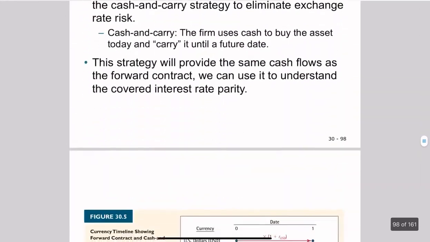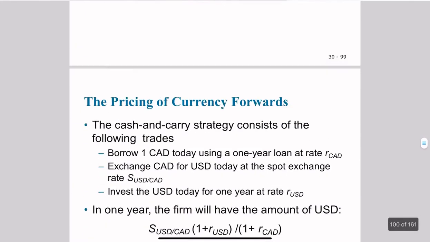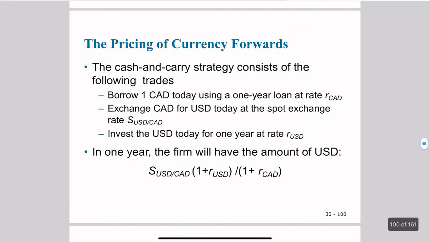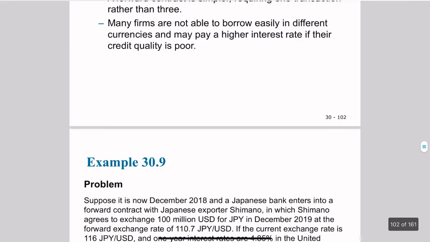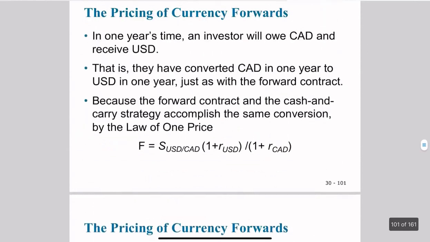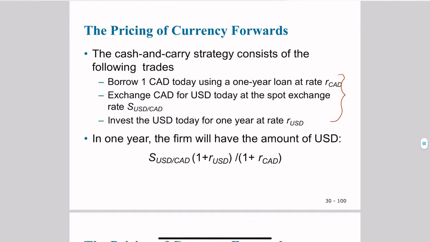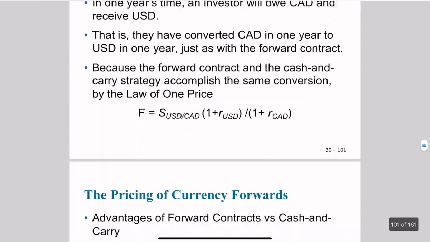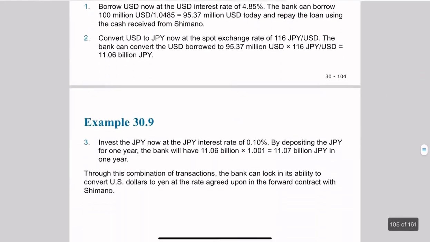And then we also talked about this cash and carry method to hedge against currency risk. It's a three-step process, right? You will first borrow, and then you will do the exchange, and then you will invest. So it's important for you to understand how this three-step process works. And the best way to understand this three-step process is to solve this example. Okay, so that's for the last class.